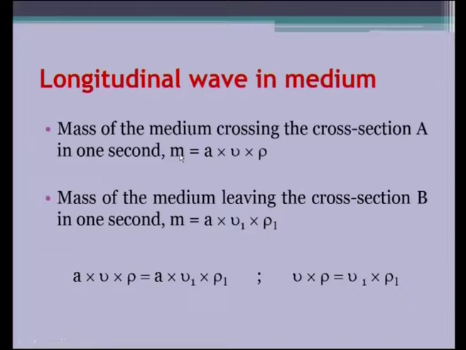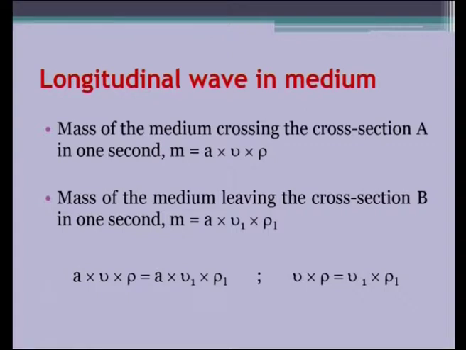The same is adapted for the region B, and in the region B the mass is the leaving mass. In the region A the mass is entering and in the cross section B the mass is leaving, the medium is leaving. So, what is the mass that is leaving? That we have assumed as the same, but the expression is slightly different. Let us see what it is.